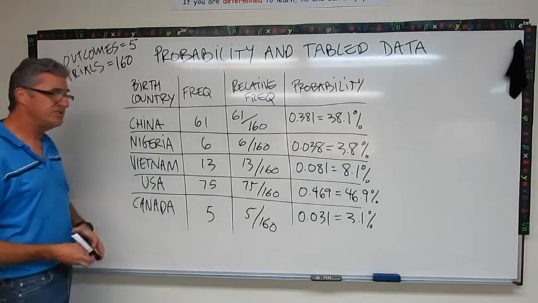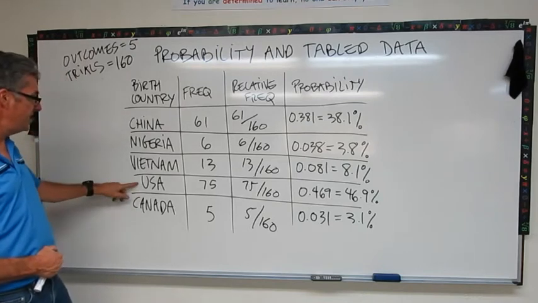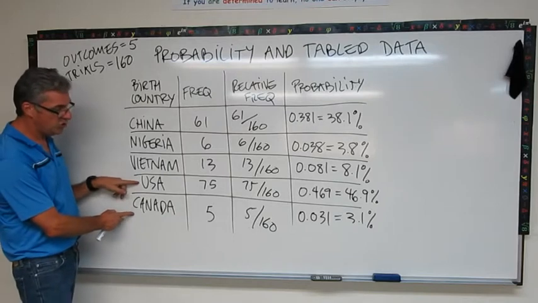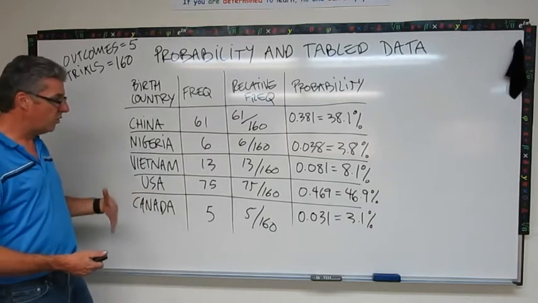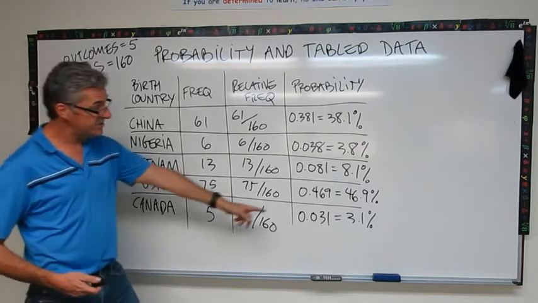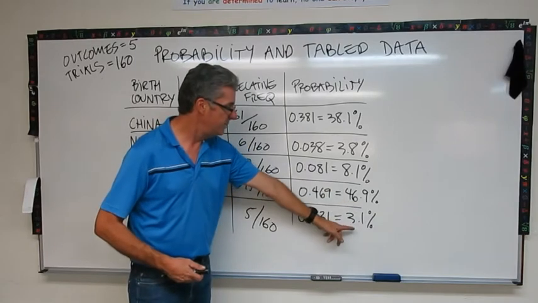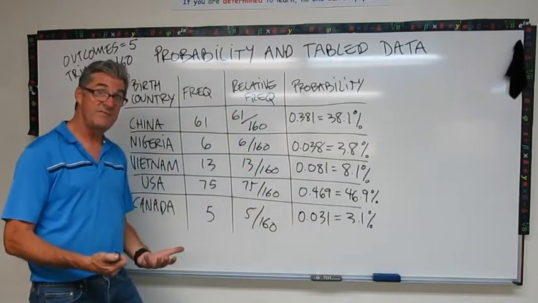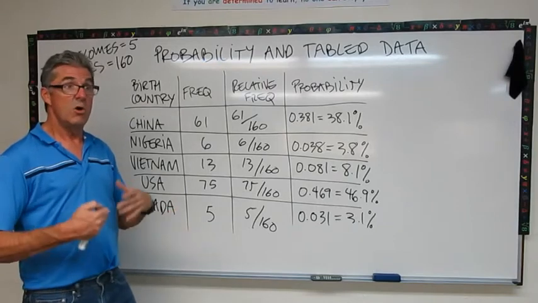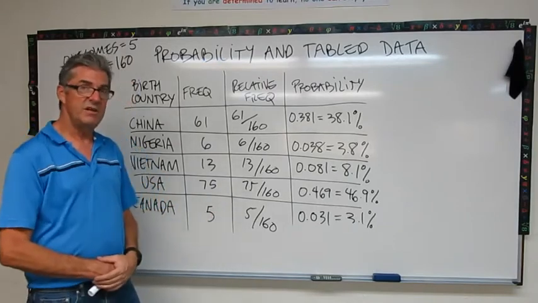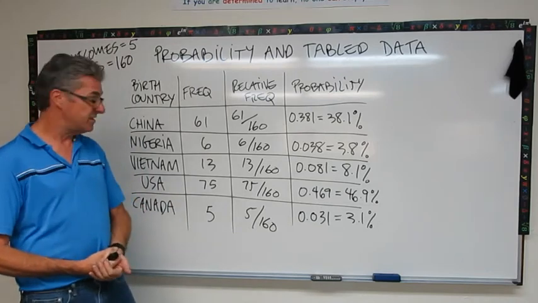Now let's ask a more complicated question. How about, what is the chance that they were born in North America? So instead of just saying USA, now I've asked the question to include Canada. So what's the chance that they were born in either the USA or Canada? The way you get that is you just add up these 2 probabilities. So 46.9 plus 3.1 is exactly 50%. So if I ask the question, were you born in North America, we have a 50-50 chance, or a 50% probability, that they're going to say yes.